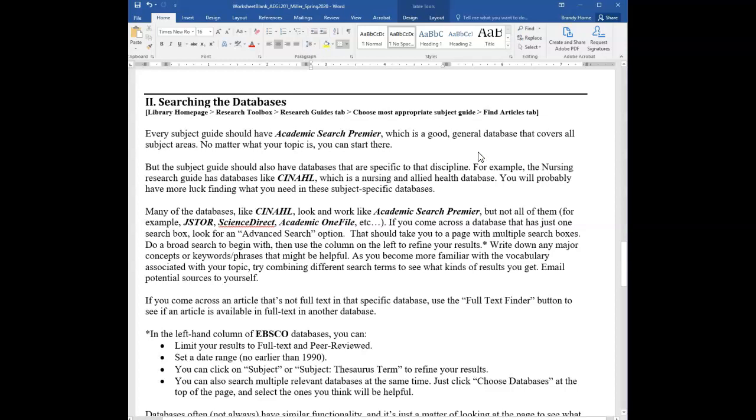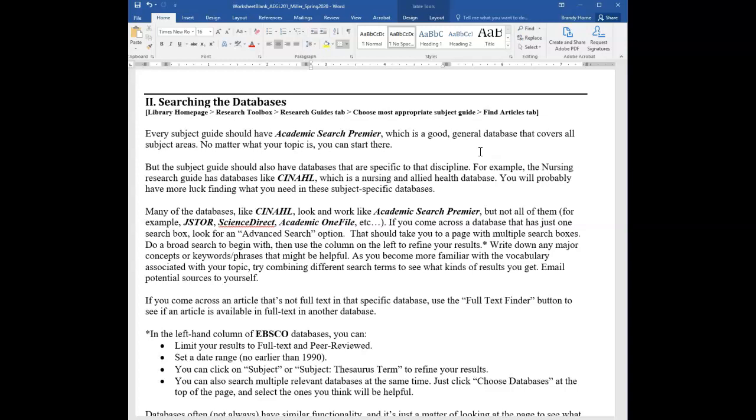Again, you can start in Academic Search Premier, but if you've got one of those databases that looks like that, it'll function the same, it'll look the same, and in fact, I'll show you, you can search Academic Search Premier and that database at the same time. Now, all that said, there are other primary databases that don't look anything like it.